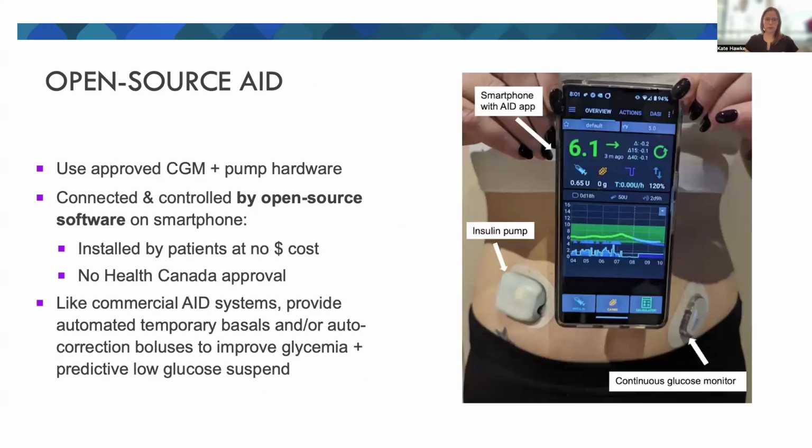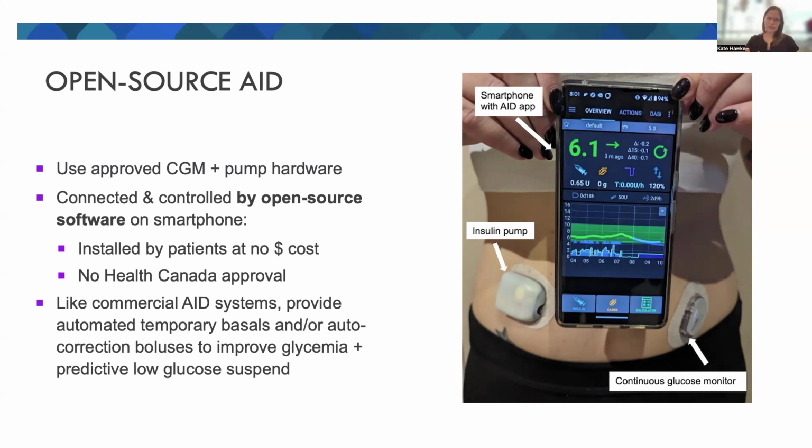So coming to open source automated insulin delivery, the idea here is that the patient is going to be using an approved CGM and an approved pump hardware, but the connection and control by software joining the pump and the CGM together is going to be an open source software that's housed on the patient's smartphone via an app.